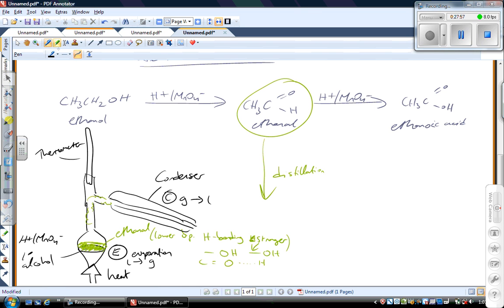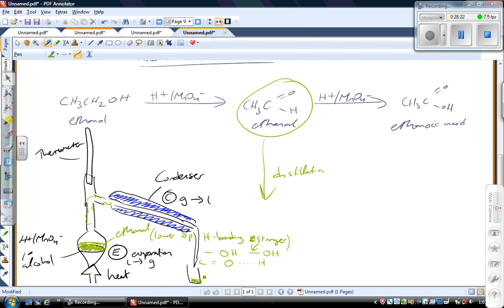The condenser has a jacket of cold water which surrounds that inner tube. The cold water is in blue here. There you go. There's cold water, and that causes the aldehyde vapor to recondense. Then you're going to collect that condensate in a little container right here, and you should just have pure aldehyde.